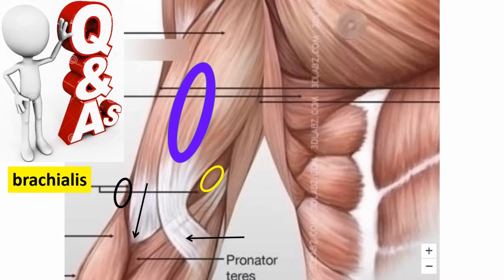The biceps tendon, when it goes down, lies between two muscles. This one is brachioradialis, and medially is the pronator teres. We are going to use this piece of information, the tendon of the biceps brachii, and what is lateral and what is medial to it.